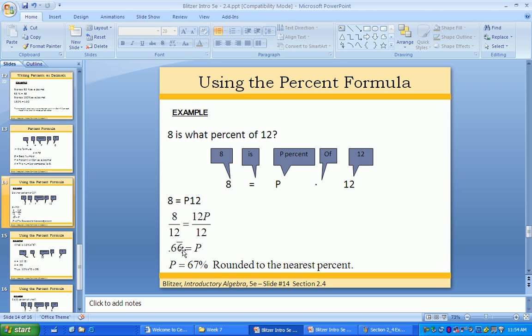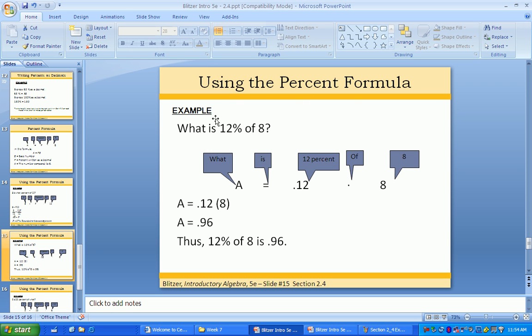Well, 8 over 12 is going to be 0.67 or 2/3. And so it's 0.66666 and it'll never end. When you round that to the nearest percent, it's 67%. Because remember, when you have a decimal and you convert it to percent, you move the decimal 2 places to the right. So the decimal will be right there, and then you round the 6 up to a 7, so you get 67%.